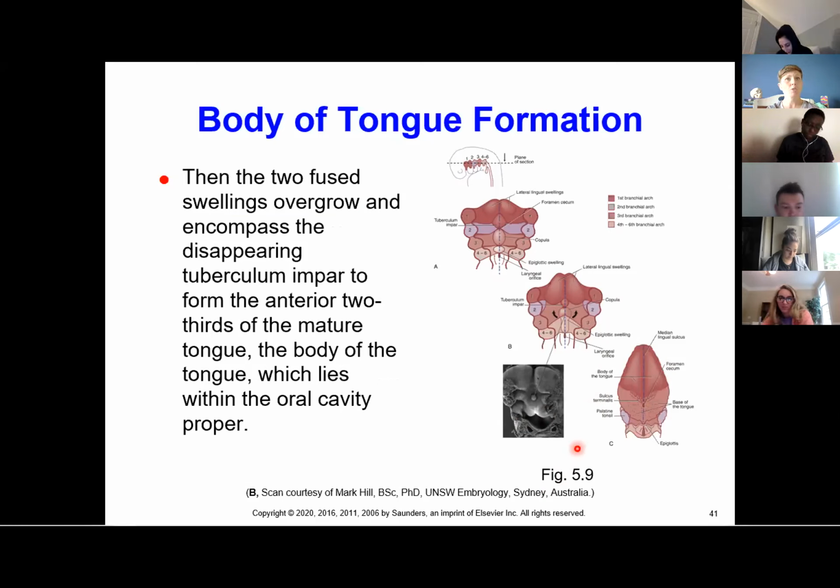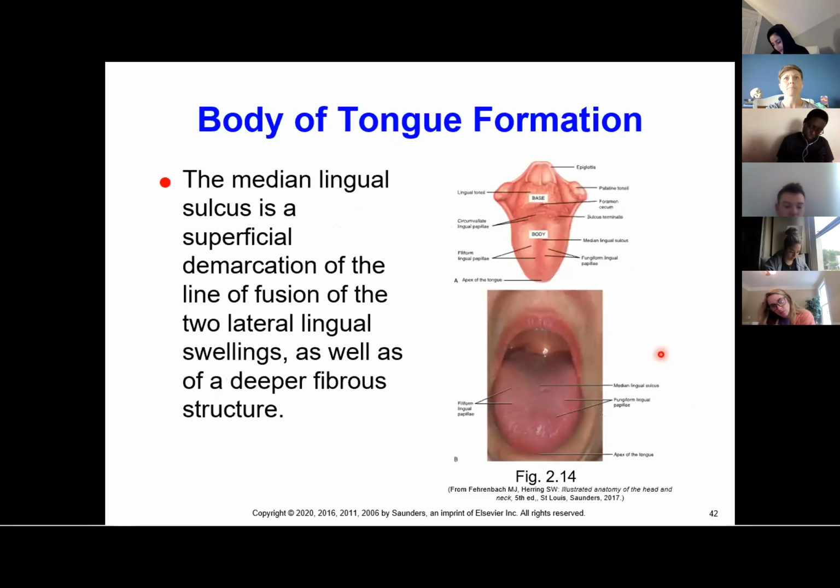Then the swellings overgrow and encompass the disappearing tuberculum impar to form the anterior two-thirds of the mature tongue, which is the largest part, right? Which lies within the oral cavity proper.